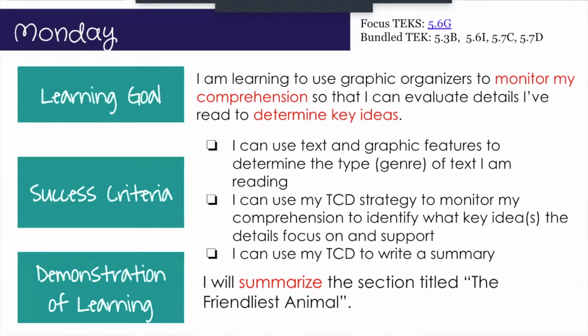I know I can do this when I can use text and graphic features to determine the type or genre of text I am reading. I can use my TCD strategy to monitor my comprehension to identify what key ideas the details focus on and support. And I can use my TCD to write a summary. At the end of today, you will be able to summarize the section titled The Friendliest Animal. Let's get started.